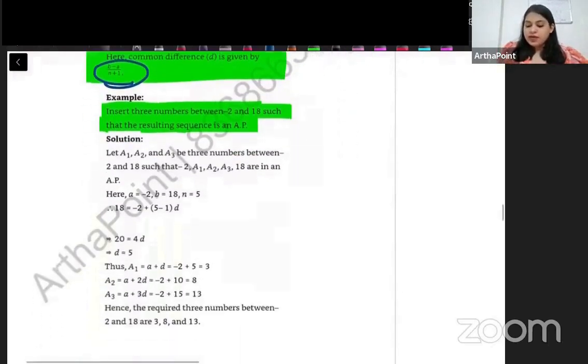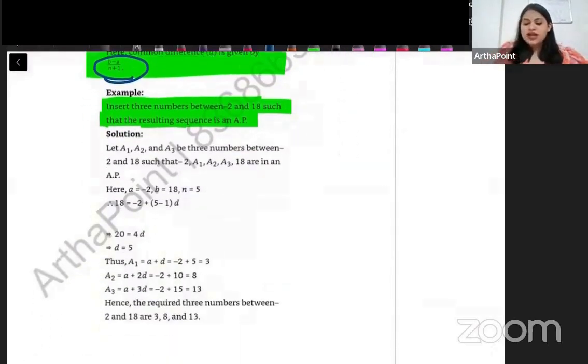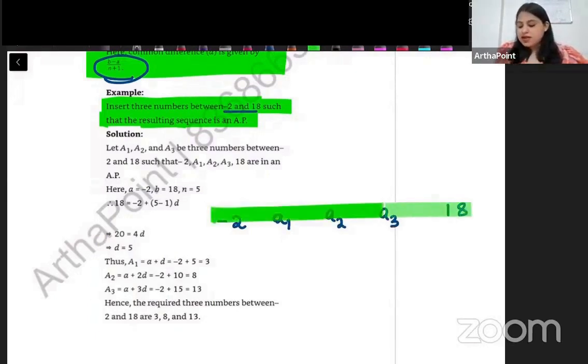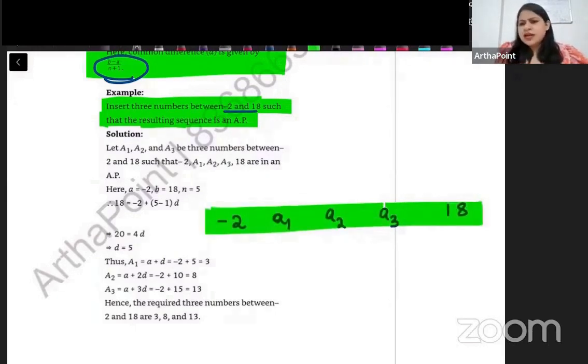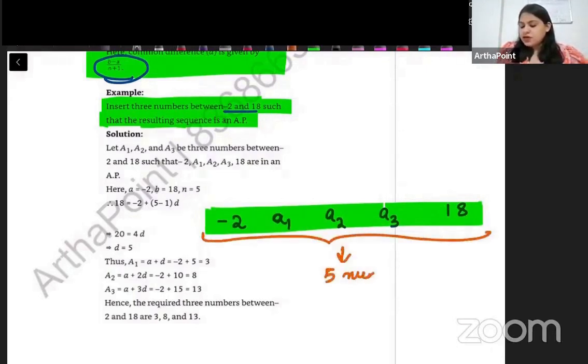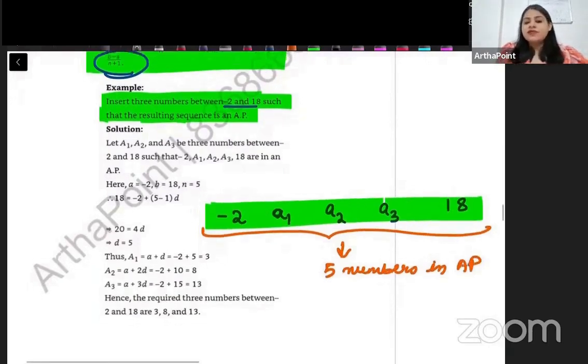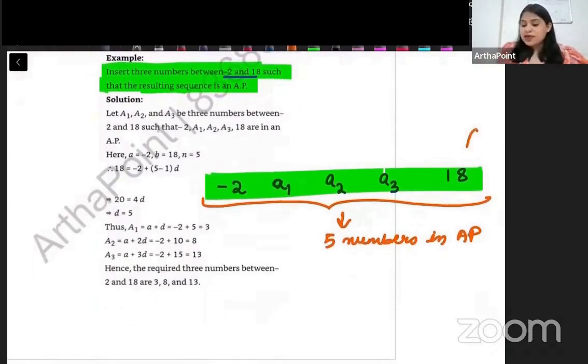Question देखो एक बार यहाँ पे. So I want to insert 3 numbers between minus 2 and 18. तो बेटा ऐसा कुछ हो गया. Minus 2, then I have the first number, second number, third number and 18. So if I insert 3 numbers between minus 2 and 18, how many numbers are there in my AP now? Well, I can clearly see that there will be 5 numbers in the AP. So my N will be 5, right? And the last number will be 18.